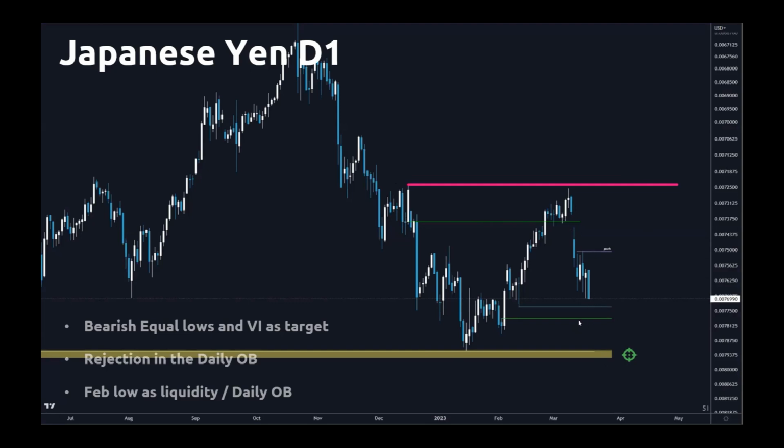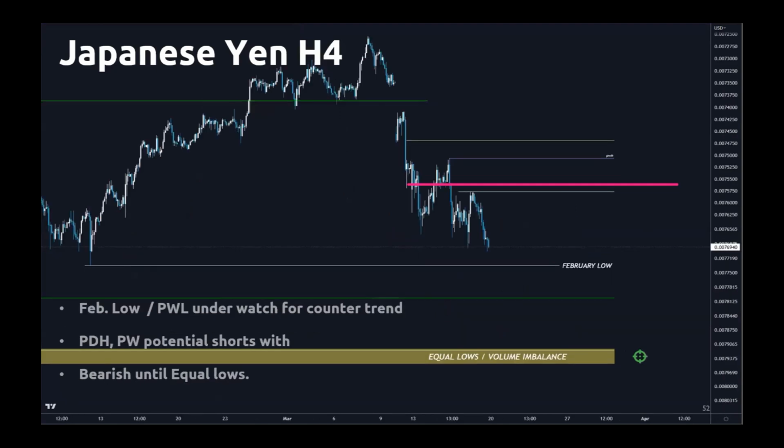So what are the levels in here for me? We have this February low. Here would be as well the previous week's low. But as they are very close to each other, I'm not interested in the previous week's low. I would be interested in this February low, right? So if price first moves higher, previous day's high for the shorts, or previous week's low for the shorts, right? Then some price action around here or around here. But overall, I'm bearish into this imbalance and the equal lows.